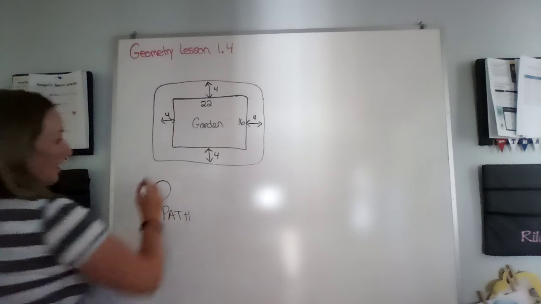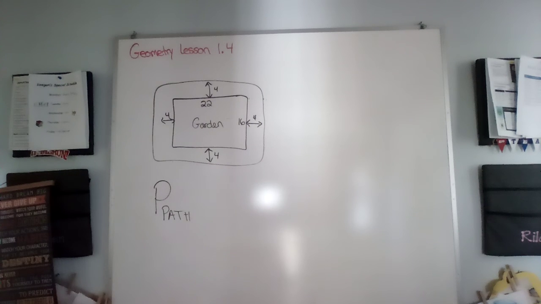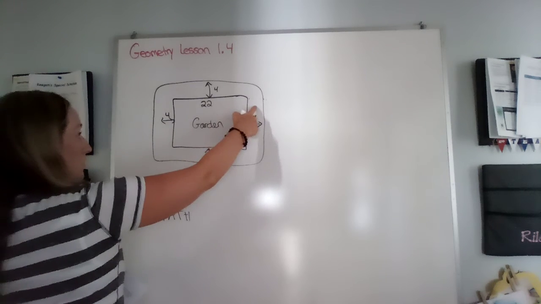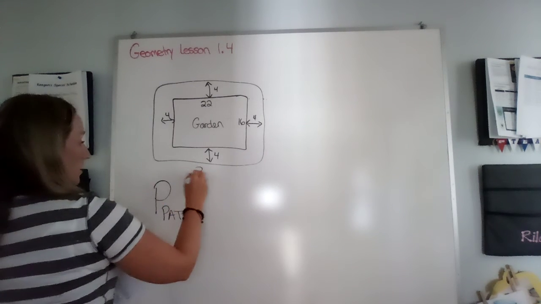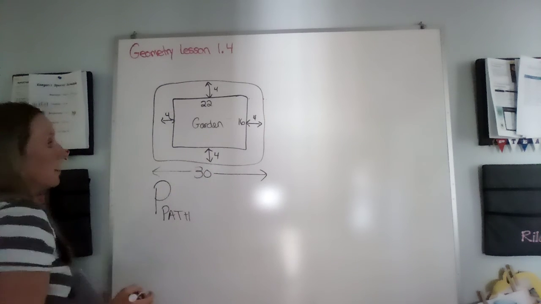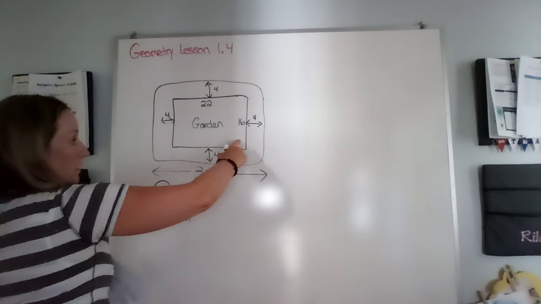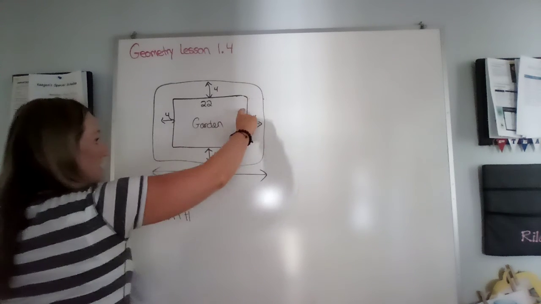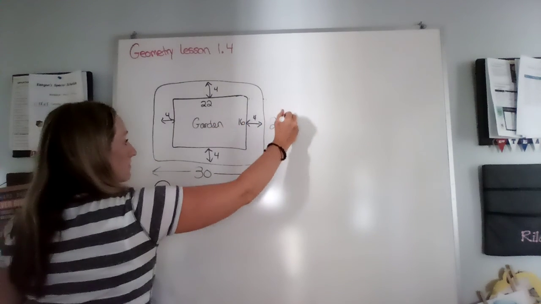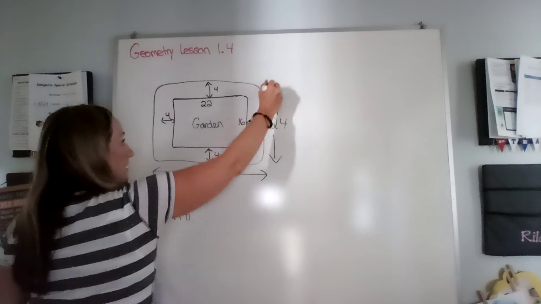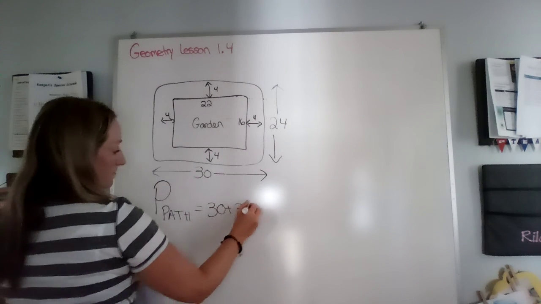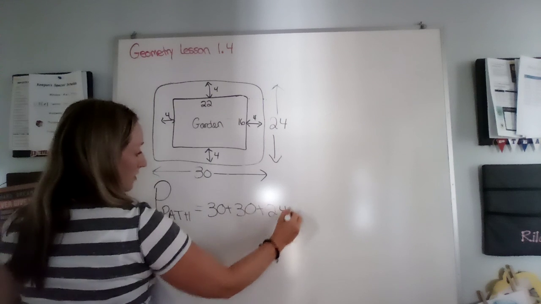So what is the length of my path? The 22 plus another 4 is 26, plus another 4 is 30. So I know it's 30 feet this way. All right, if it's 16 feet for the garden here, but then I have an extra 4 and an extra 4, 16 plus 4 is 20, plus another 4 is 24. So to find the perimeter, you would take 30 plus 30 plus 24 plus 20.